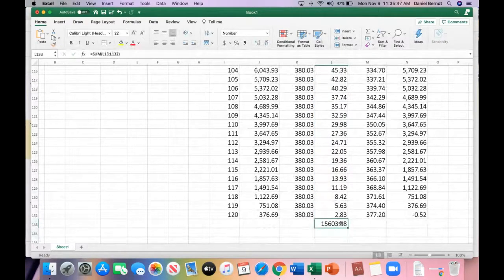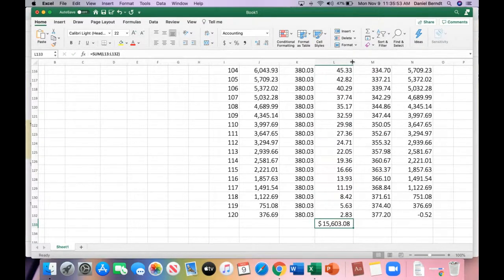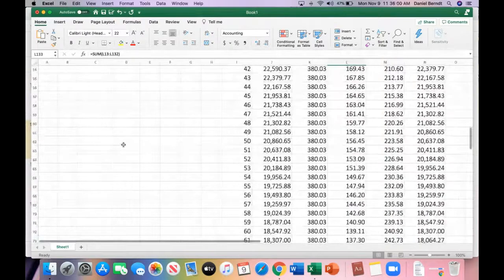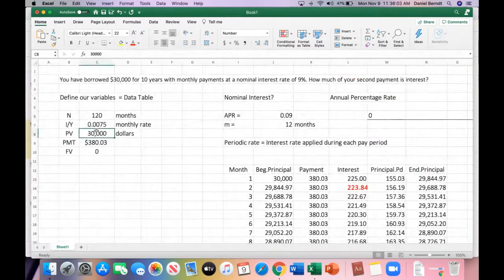Let me put it in dollars so that you can see this. The borrower is paying $15,000 in interest during the life of that loan. Remember that we are only borrowing $30,000. So quick math tells us that the borrower is paying $15,000 in interest, which is 50% of what the loan is worth to them, on top of the principal they had to pay back.